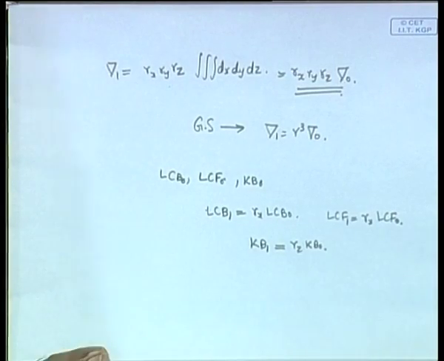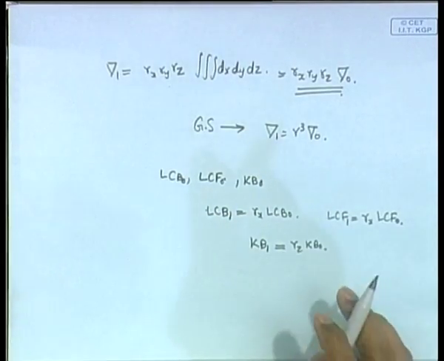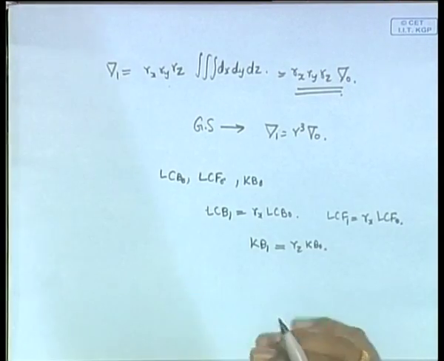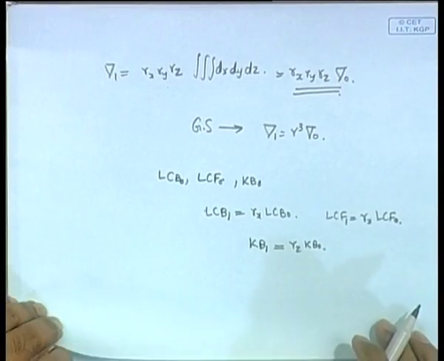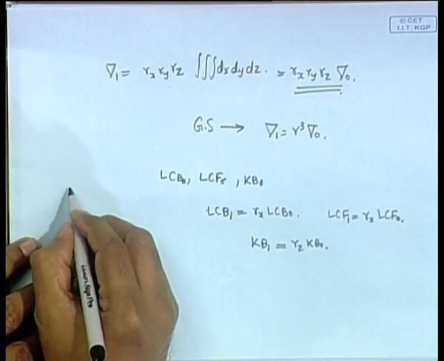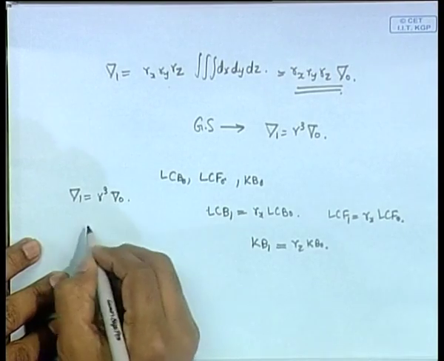LCB is moment divided by volume. So, it is x into delta divided by delta. That is why that x becomes Rx into x, that is why that Rx term comes in your LCB term. Okay. So, you get LCB1 is equal to Rx, just like KB and LCF. Longitudinal center of flotation and KB are scaled up in the same ratio, and so we have delta 1 is equal to R cube delta 0.